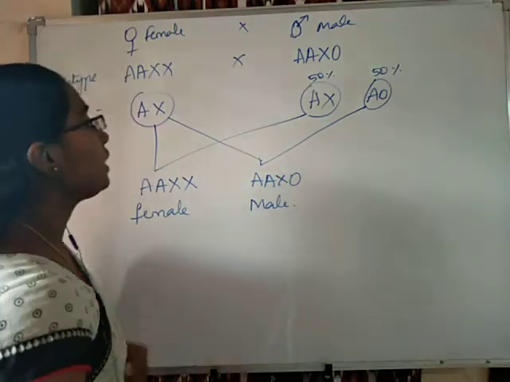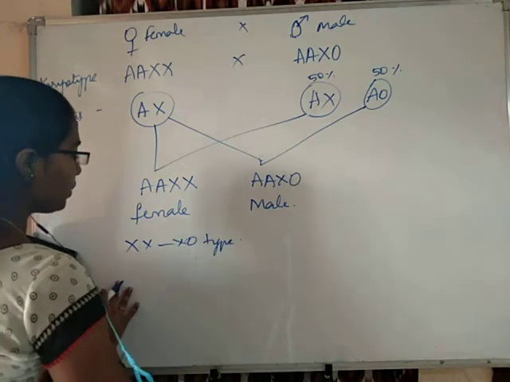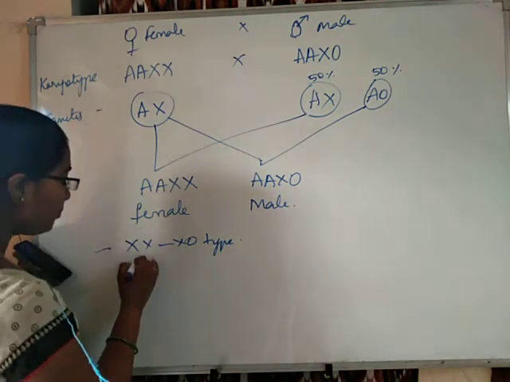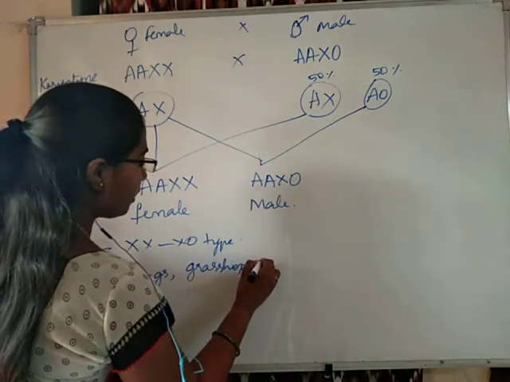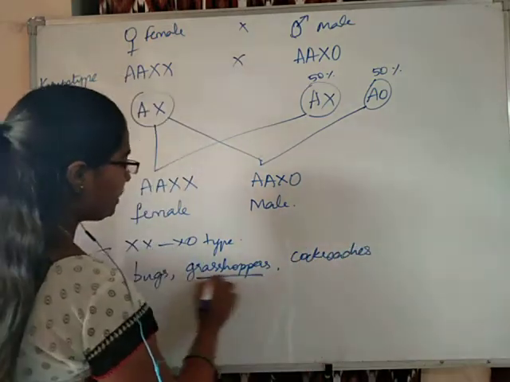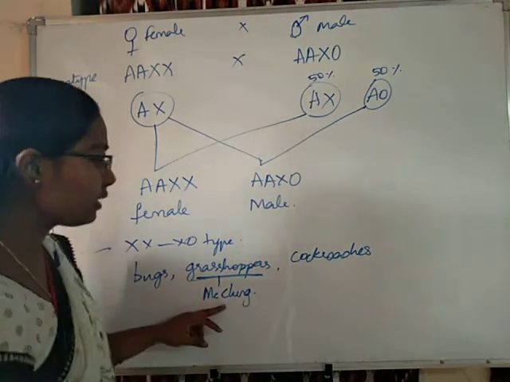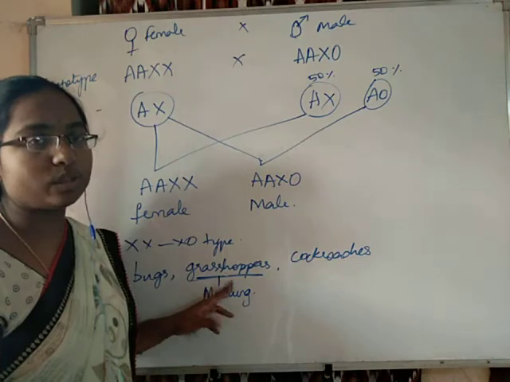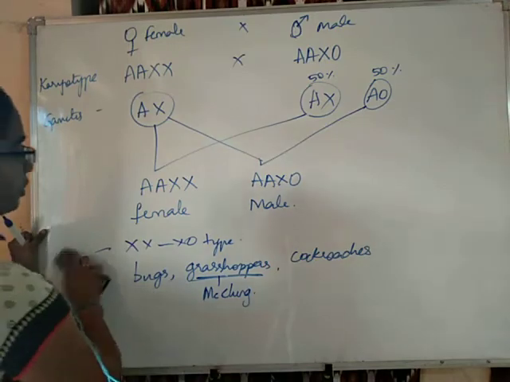Okay. So this is an example for the XX-XO type of sex determination, which is generally found in bugs, grasshoppers and cockroaches. Okay, bugs, grasshoppers and cockroaches. First time it was observed in grasshoppers by McClung. McClung is the person who observed this XX-XO type of sex determination in grasshoppers for the first time. Okay, so this is all about XX-XO type of sex determination.